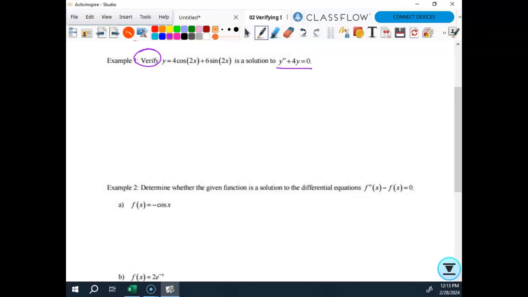Okay, so we have y. What else do we need? y double prime. And before we can find y double prime, we have to have what? y prime, yes. Okay, so let's find y prime. I'm going to give you a second. I want you to take the derivative of y.